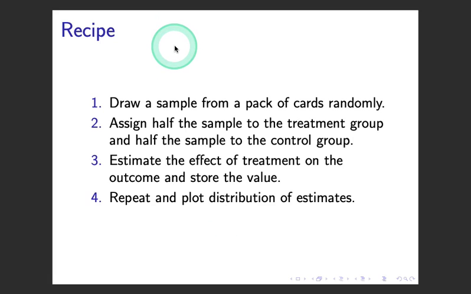Okay, so in this simulation experiment, we are fixing the value of the treatment as 2. So we draw a sample from a pack of cards randomly. We assign half the sample to the treatment group and half the sample to the control group. We estimate the effect of treatment on the outcome and store the value. We repeat and plot the distribution of estimates. Now, if the distribution of estimates is centered on the true treatment effect, which is 2, then we would know that random assignment works.